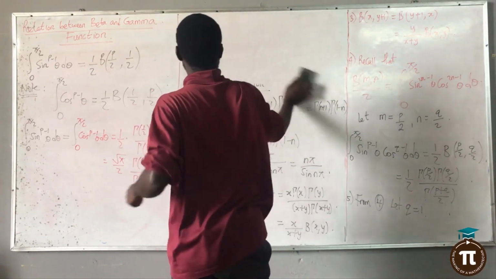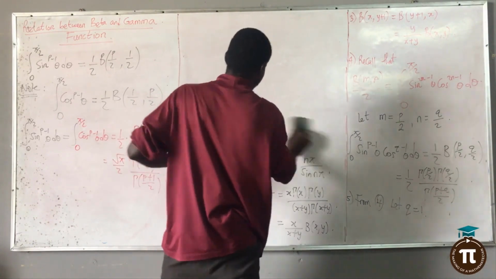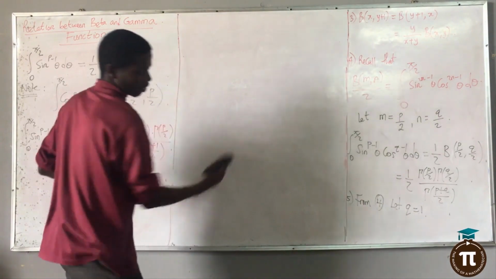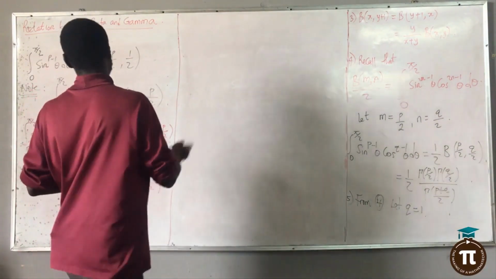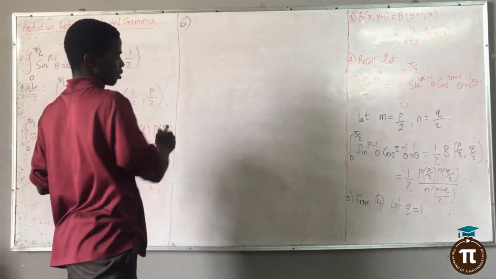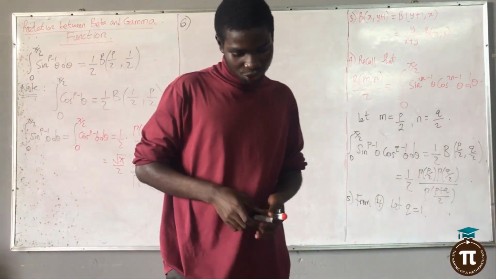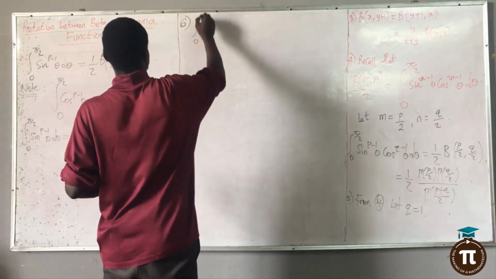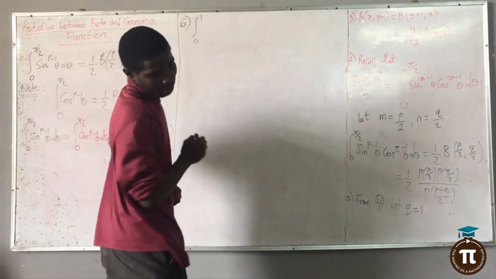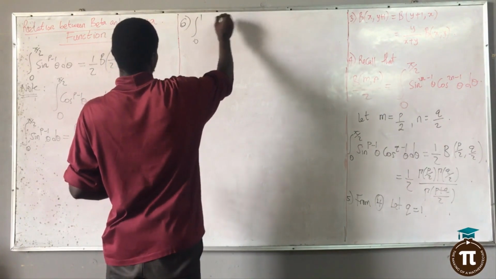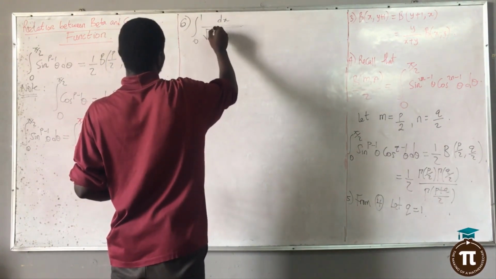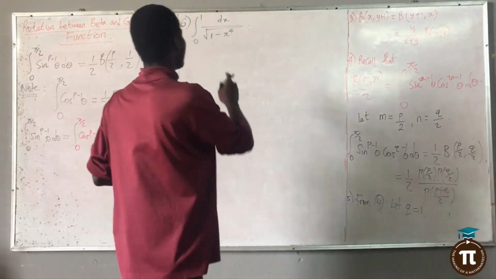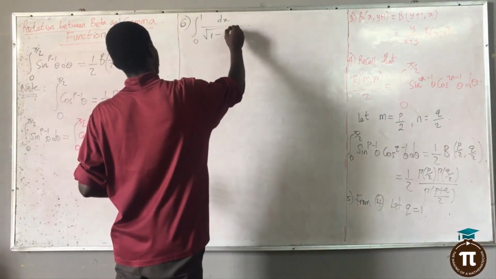Oh, I just rubbed off questions 6 and 7, so I need to rewrite them. Number 6 is saying that we should integrate from 0 to 1 of ds over the square root of 1 minus s raised to the power of 4. That is, s raised to the power of n.